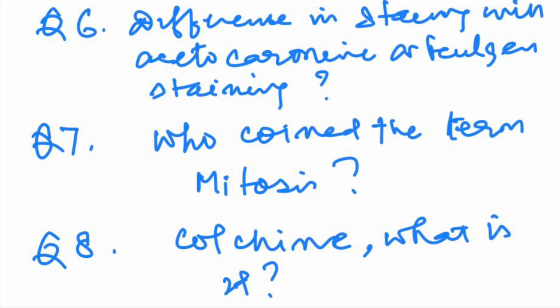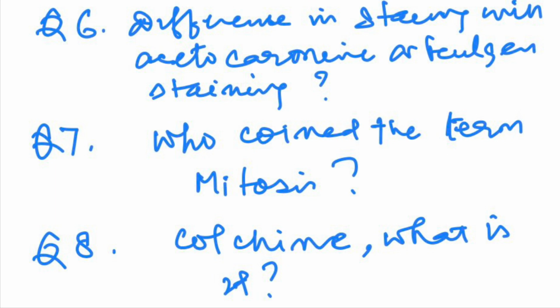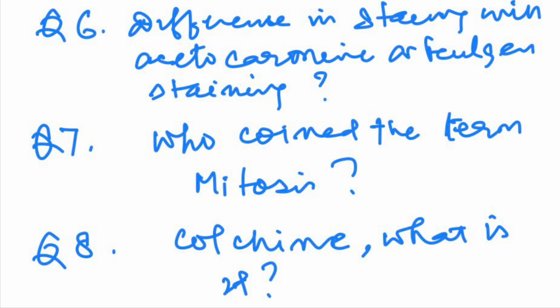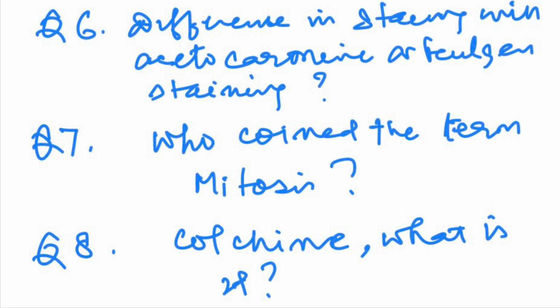And then about colchicine also, it's a very common and a favorite question. What is colchicine? What is it used for, and where do you obtain it from? So for colchicine, you need to answer that it's a mitotic poison, and it will arrest the spindle fiber formation, and it is used to induce polyploidy, and you obtain this from the bulb of a plant, that is Colchicum autumnale.